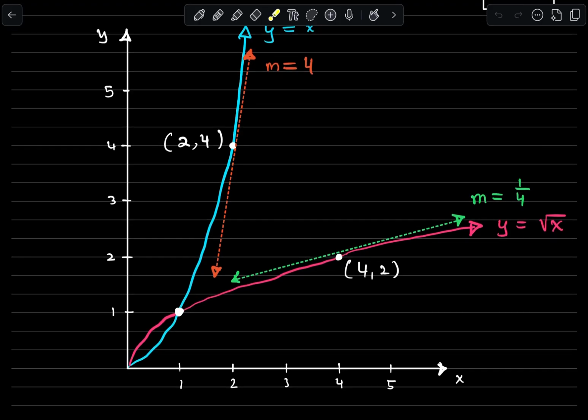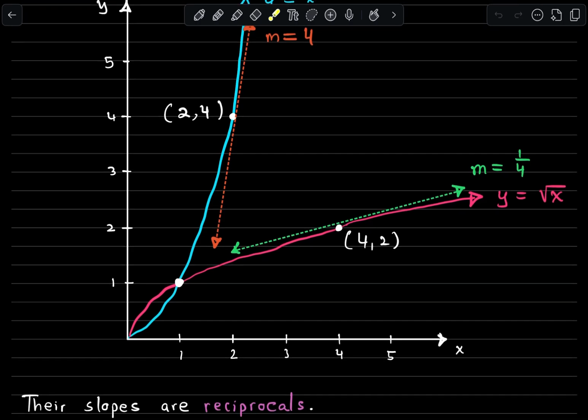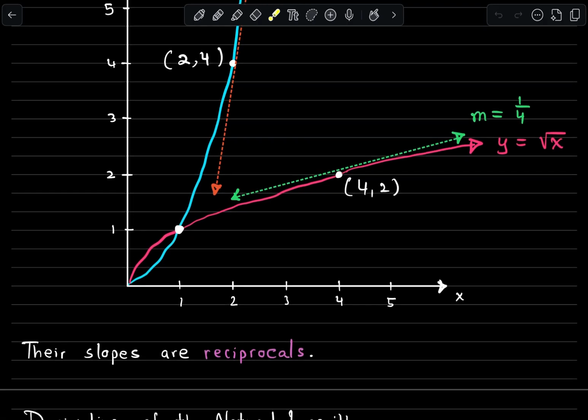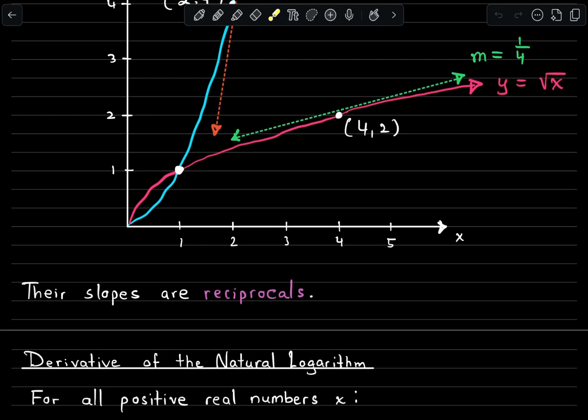This is an interesting pattern that emerges when you have inverse functions and their derivatives. Their slopes turn out to be reciprocals when we swap those x and y values. All right, so that's a quick introduction to inverse functions. Now let's talk about the derivative of the natural logarithm.